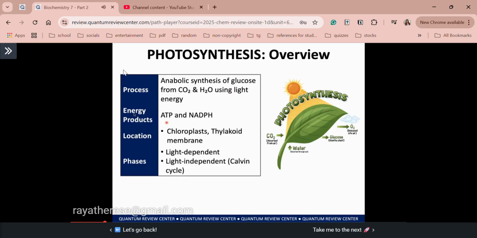In every metabolic pathway, we will highlight the energy products because this is particularly important in our discussion on regulation. And of course, it always appears in the board exam.